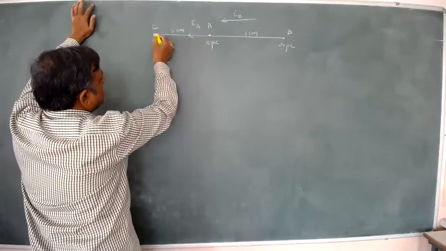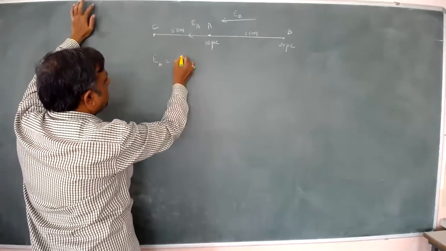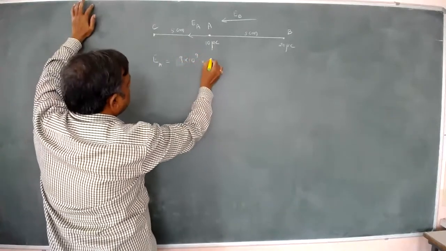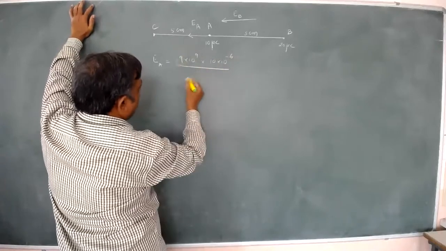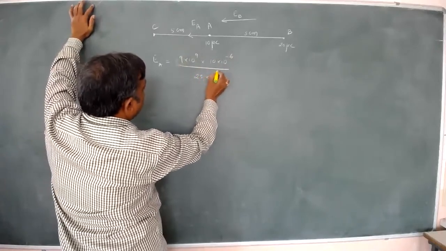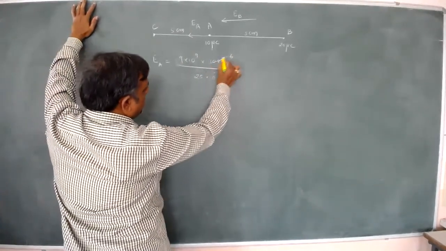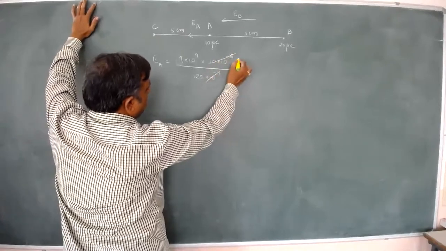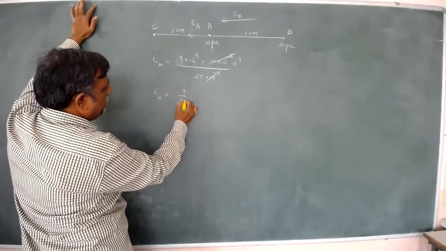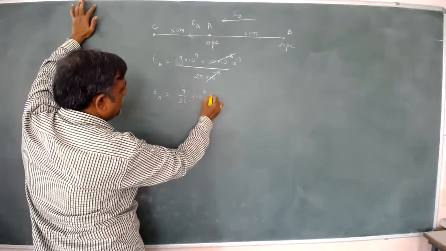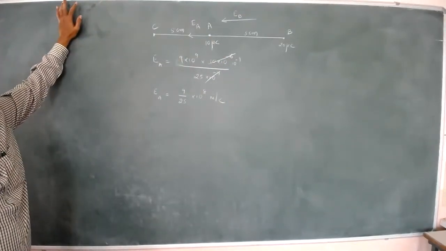So electric field due to A is equal to 1 by 4 pi epsilon naught, that is 9 into 10 power 9, into 10 into 10 power minus 6, divided by 5 centimeter square. So this is 25 into 10 power minus 4. So this is 9 by 25 into 10 power 8 Newton per coulomb, which is in this direction, vector AC.